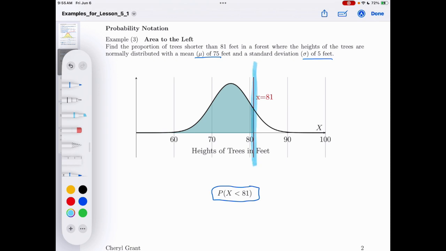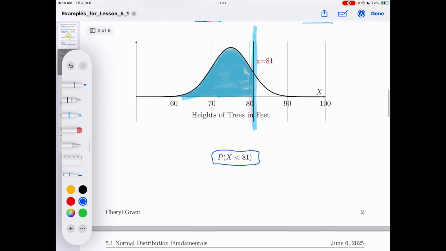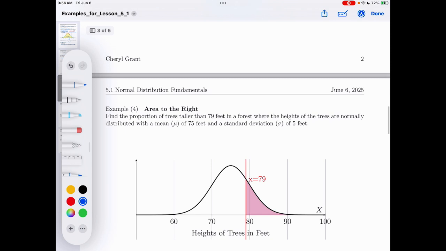Here's 81, with this red line here to indicate 81. And so the probability is going to be this total area that's shaded under the graph. So all that area under the graph represents the probability that x is less than 81. So I can't stress this enough. The area under the curve represents the probability.